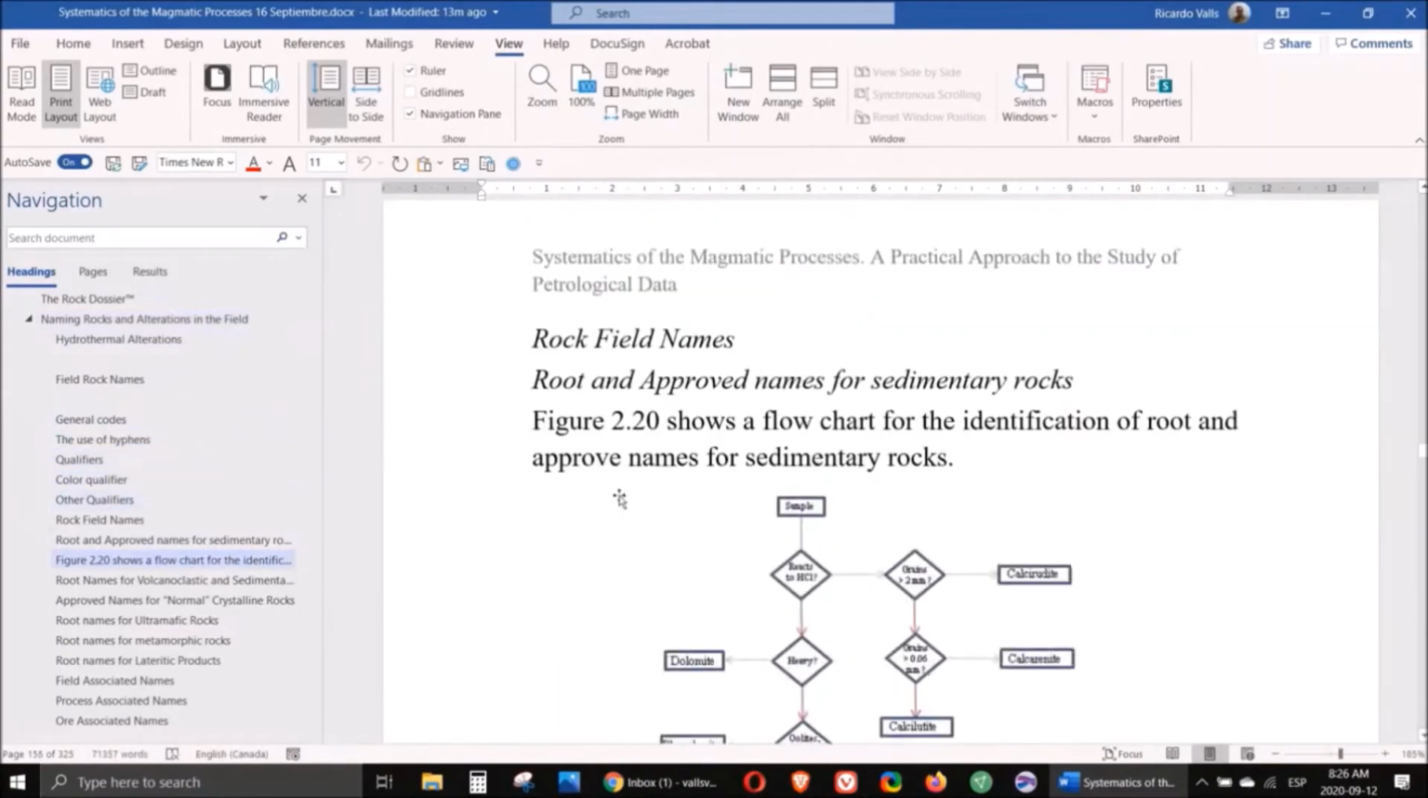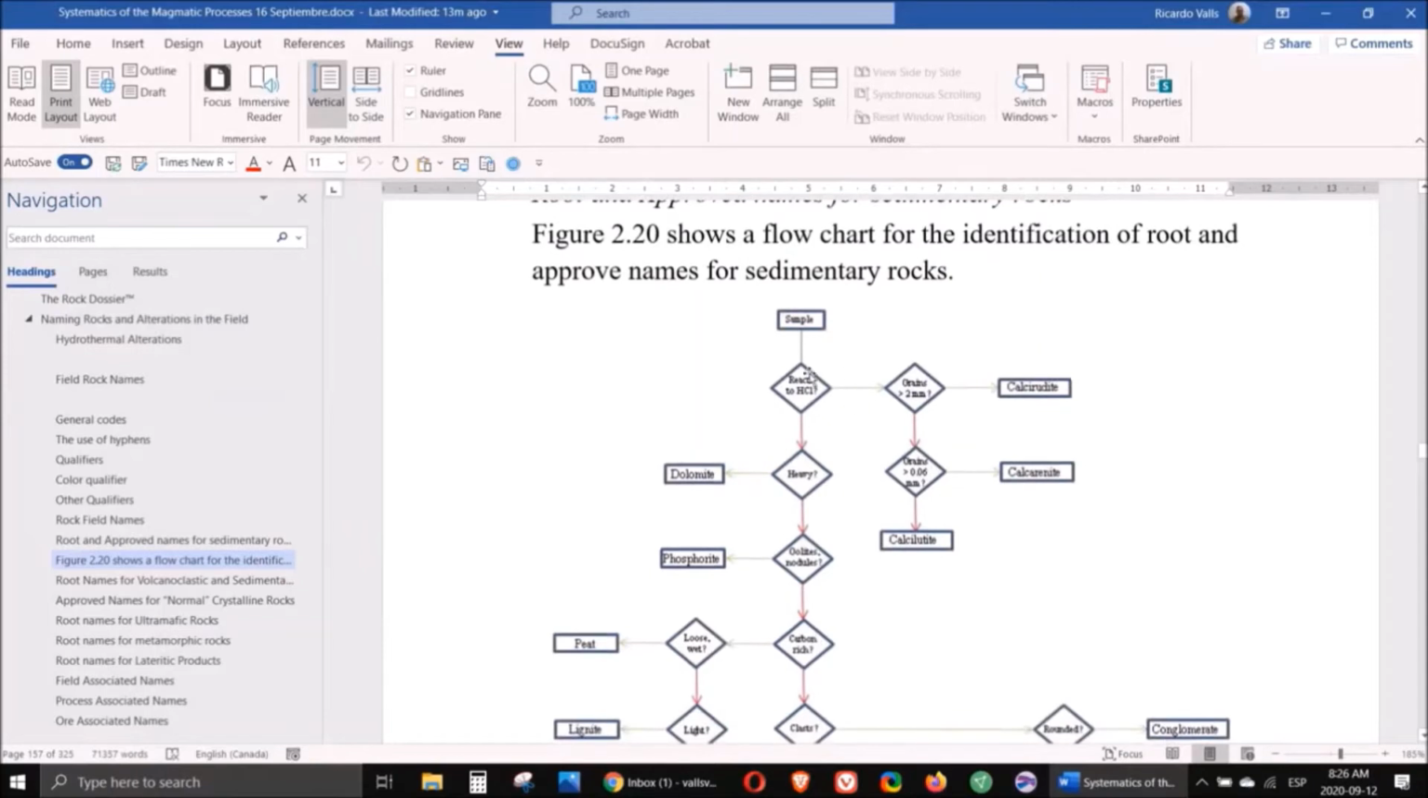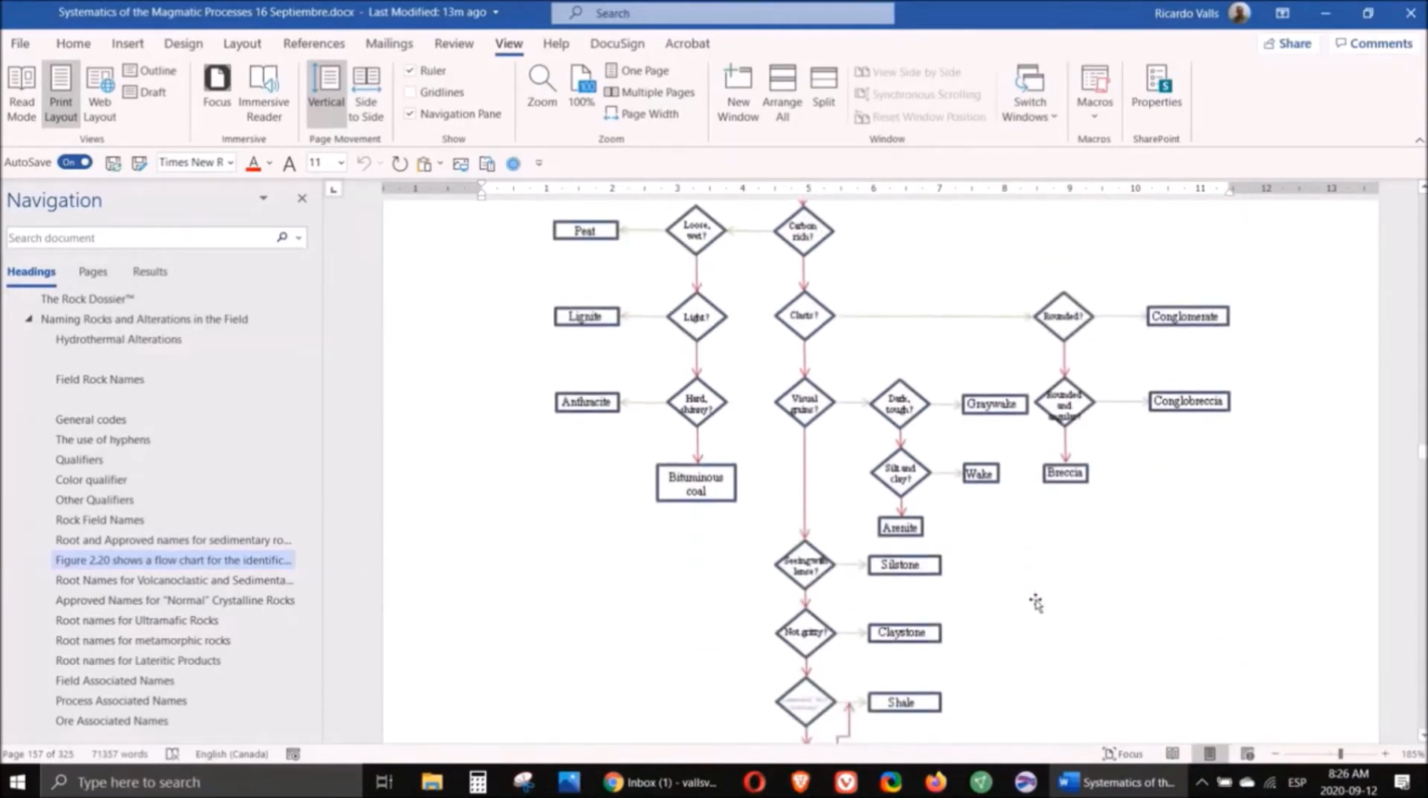These are the different qualifiers that you can use. This is an example of a flowchart for the identification of approved and root names for sedimentary rocks. So you can see here, it's very simple. Does the sample react to HCl? Yes. Are the grains more than 2 millimeters? Yes. Then it's a calcirudite. If no, if the grains are above 0.06 millimeters, yes, then it's a calcarenite. If not, it's a calcilutite. So you see, these are very simple questions, yes, no, and you will get to the root name of the different rocks.